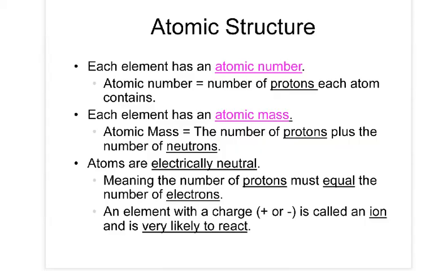What that table can do for us is tell us about the number of protons, neutrons, and electrons that are found in a given element. Those are the subatomic particles.